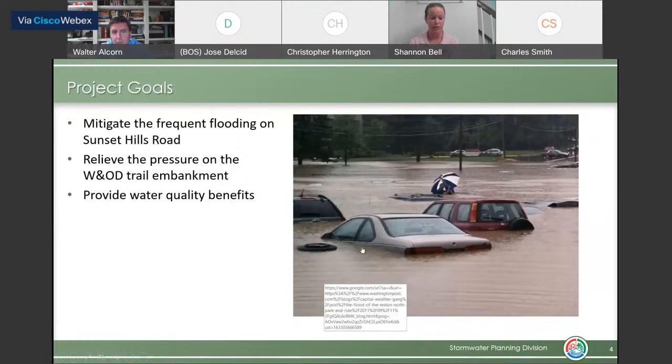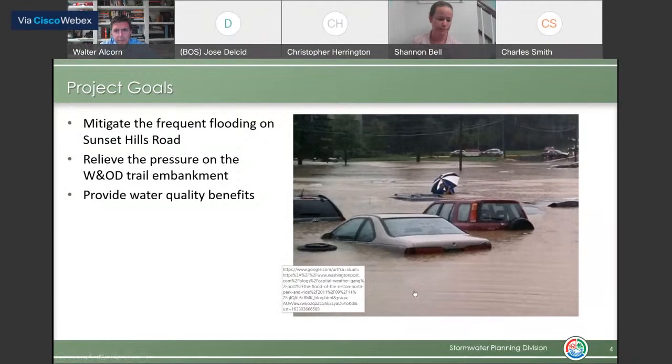We want to relieve the pressure on the WO&D trail embankment that happens due to this ponded water. And we want to provide water quality benefits by upgrading the farm pond located on the golf course property to a stormwater management facility. And one of the other goals of our project is that we are looking to come up with a drainage solution that's going to fix this flooding problem while maintaining the current use of the golf course and all the other adjacent properties. So we don't want to impact anything that's already existing around our site.